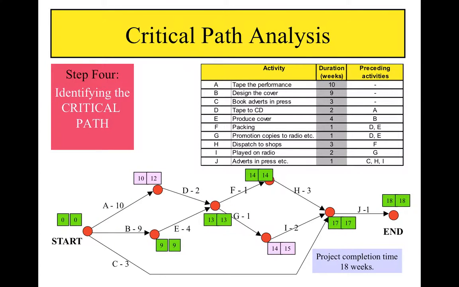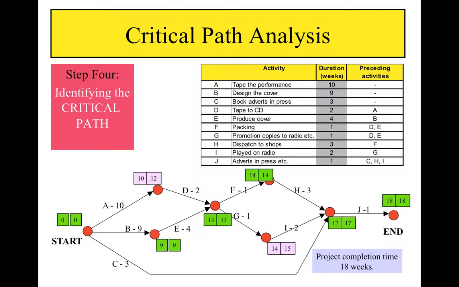There are a number of points in our critical path diagram where the earliest and latest times are the same. These have been shown in green here. Now, looking at the point on the diagram at the end of activity A and at the start of activity D, we see that the two times are different, 10 and 12.